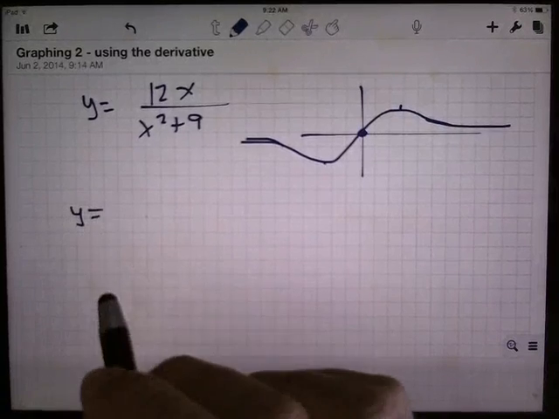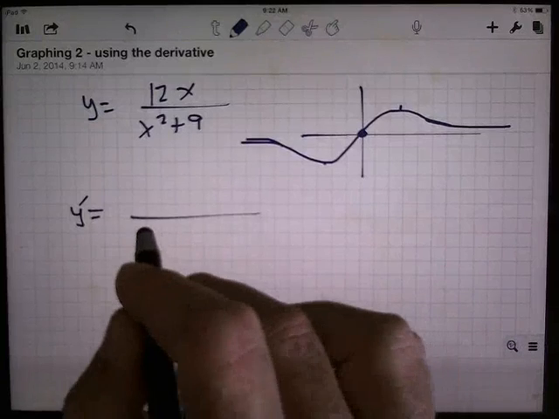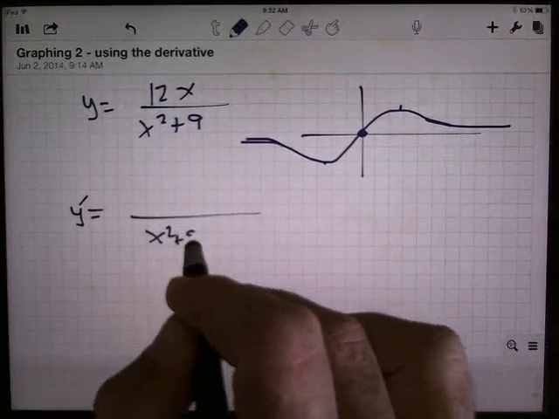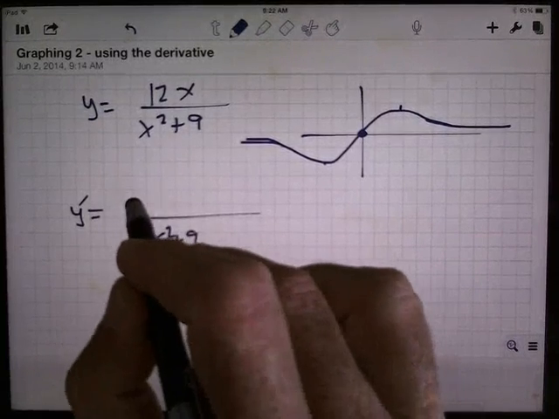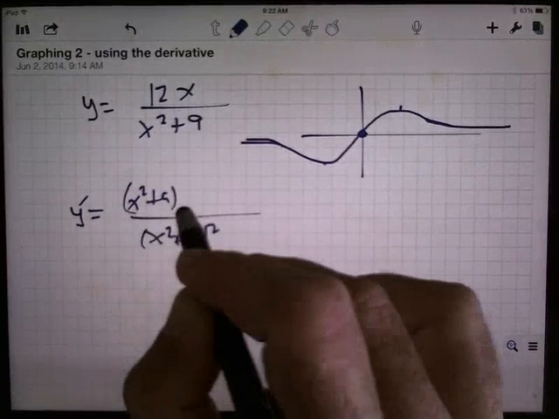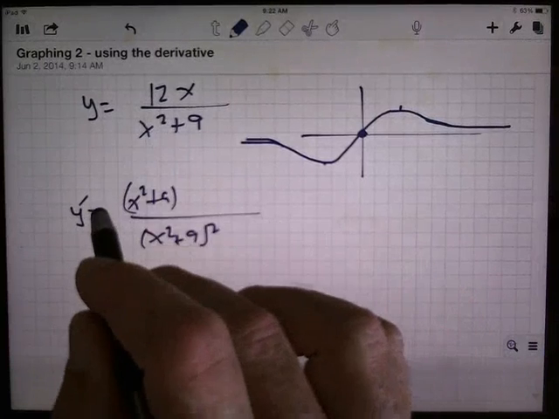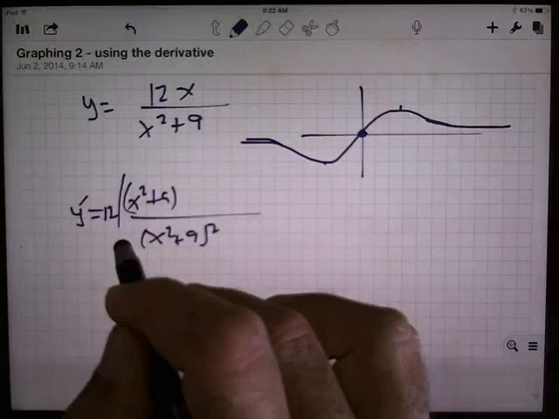So y prime equals the derivative here. I'm going to use the quotient rule. x squared plus 9 squared on the bottom, right? So x squared plus 9 times the derivative of the top. Actually, I'm going to factor that 12 out of everything. I want 12 times this whole thing.